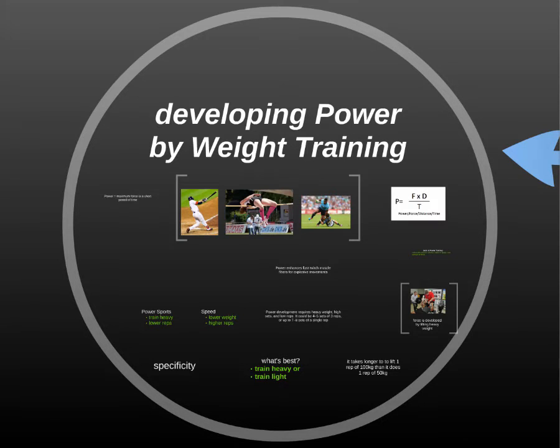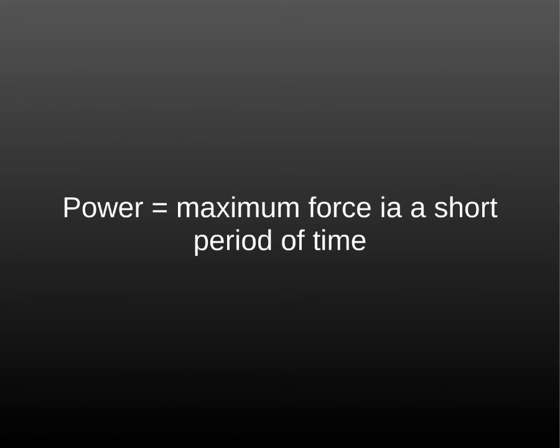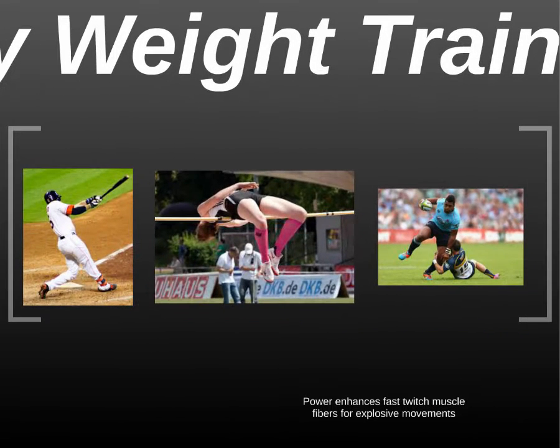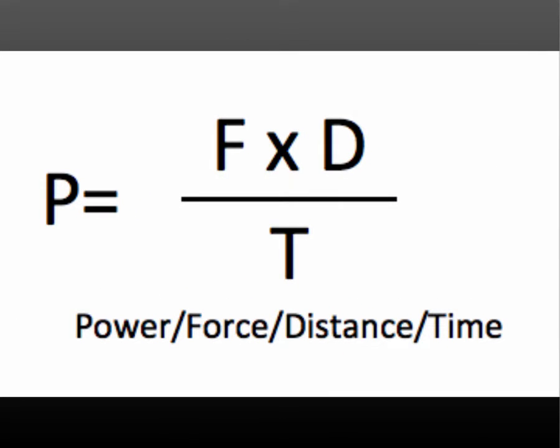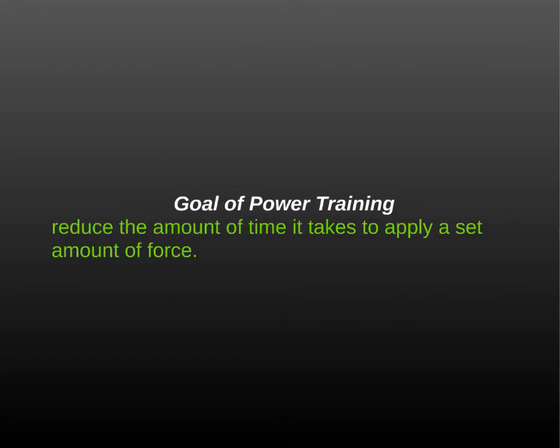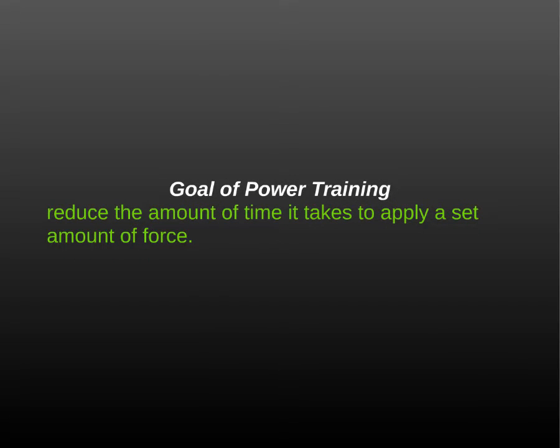Power is the ability to exert maximum force in a short period of time. In a sporting context, that can mean jumping higher or longer, bursting through a tackle, or hitting the ball a long way. When you see power defined this way, you can see how important it is to be developed in particular sports and for specific athletes. In your texts and online, you'll see power expressed as a formula. That is, power equals force times distance over time. Again, to put this in a sporting context, the goal of power training is to reduce the amount of time it takes to apply a set amount of force or weight.